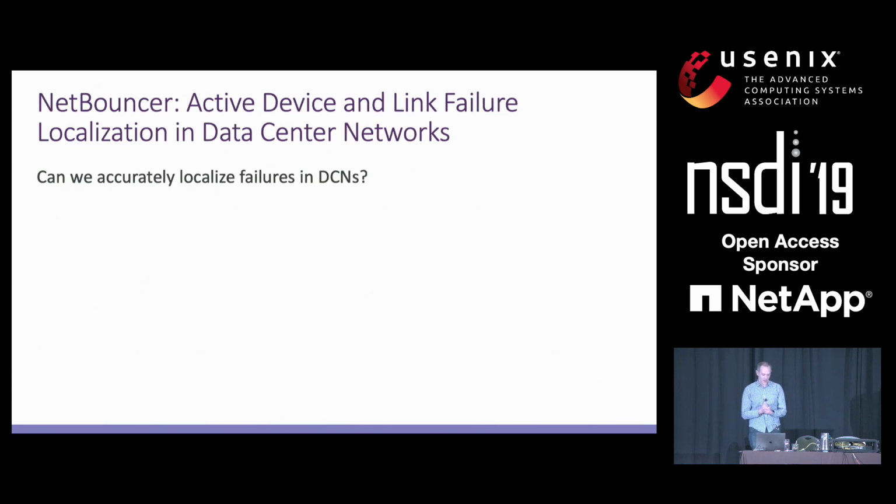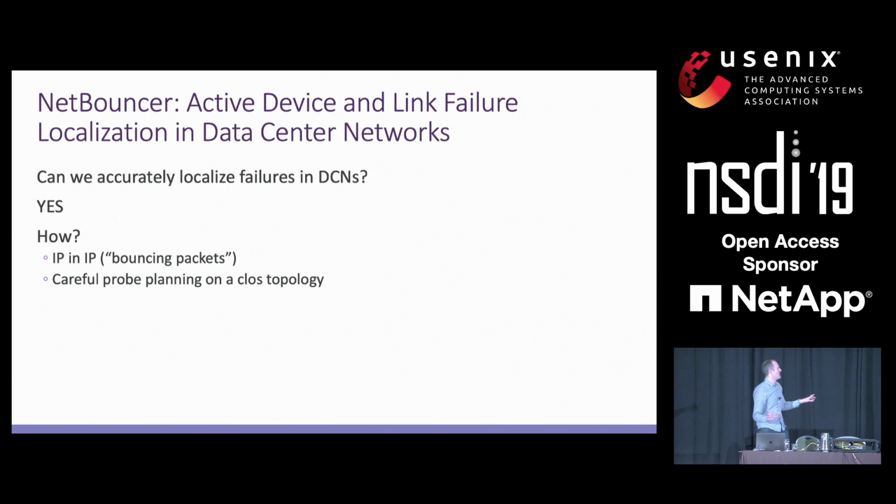OK. So last paper I'll talk about, NetBouncer, active device and link failure localization in data center networks. And so here the problem is something failed in your network. Can you identify exactly what is the problem? Obviously, you want to do that quickly so you can fix it automatically, or at least fix it quickly. So again, can we do this? Yes. How do we do it?